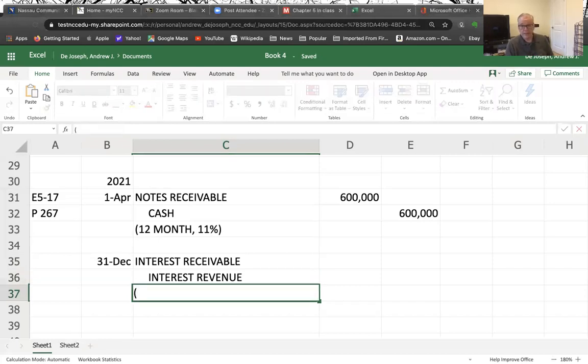All right, now let's calculate the amount. 600,000 times 11% times how many months? How many months is it from April 1st to December 31st? It is 9 months, right? 9 months out of 12.